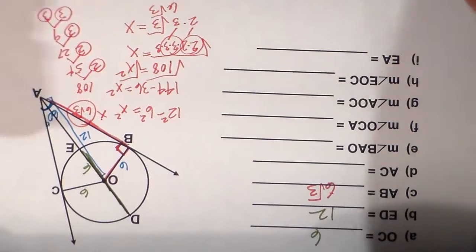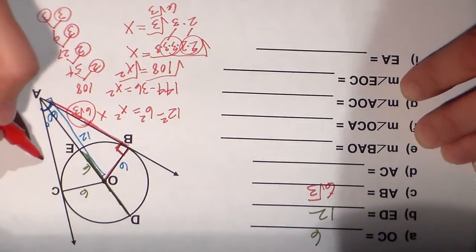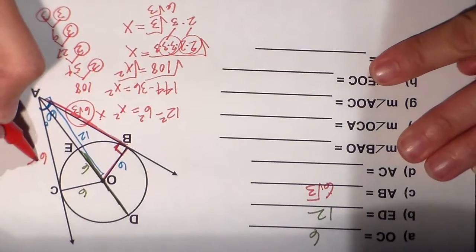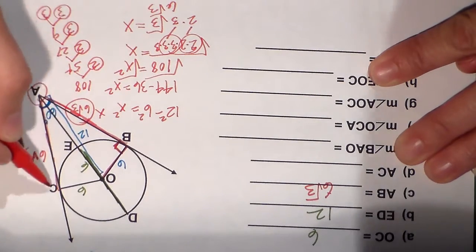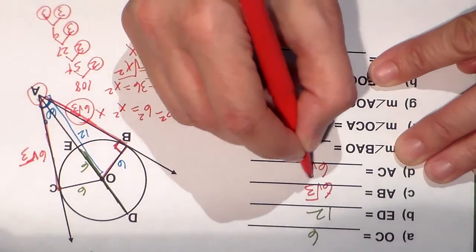Right there. So what's AC going to equal? Well, isn't AC a tangent to the same circle from the same exterior point as AB? So it's also 6 square roots of 3.